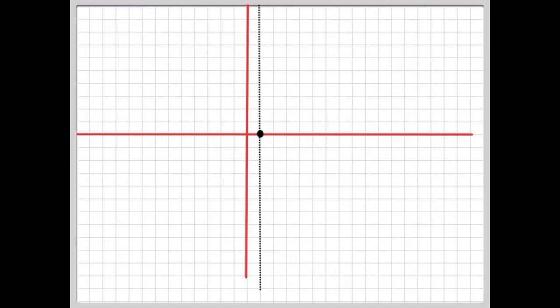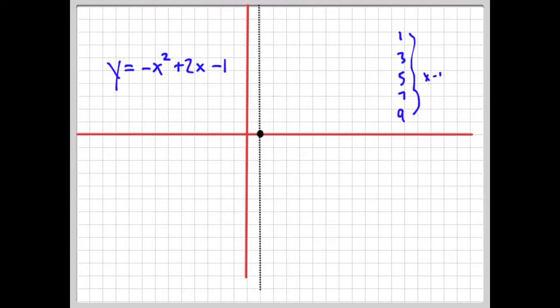There's our vertex at 1, 0. Now remember, our equation was y equals negative x squared plus 2x minus 1. So instead of going 1, 3, 5, 7, 9, we're going to multiply those by negative 1. And we get negative 1, negative 3, negative 5, negative 7, negative 9. So we'd go over 1, down 1, over 1, down 3, over 1, down 5, and so on.